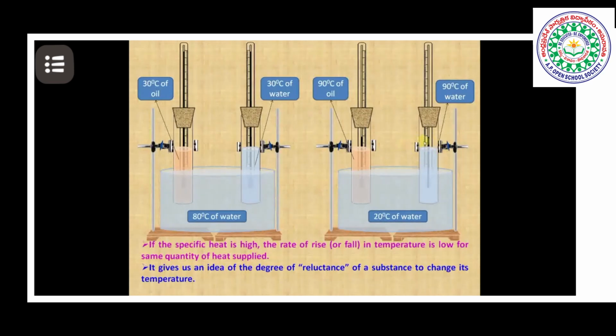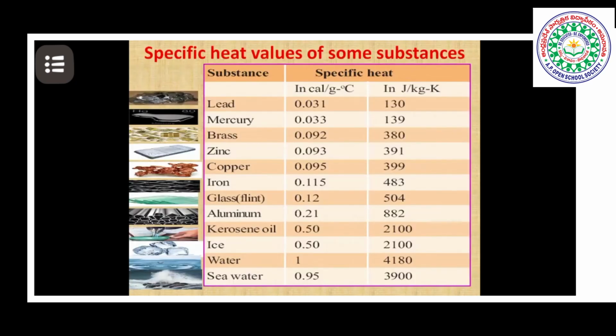That means the water has more specific heat than the oil. This indicates the reluctance. What is reluctance? Unwilling to do, unwilling to rise or unwilling to fall. This is the reluctance of the substance to change its temperature. So we can understand this very clearly from this activity. Now let's explain the specific heat values of some substances.